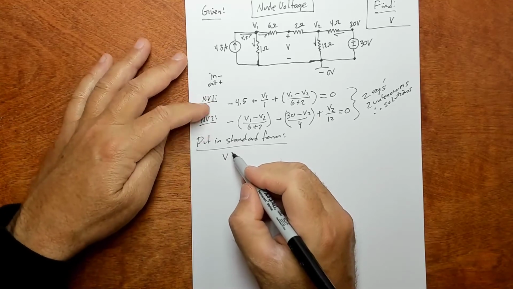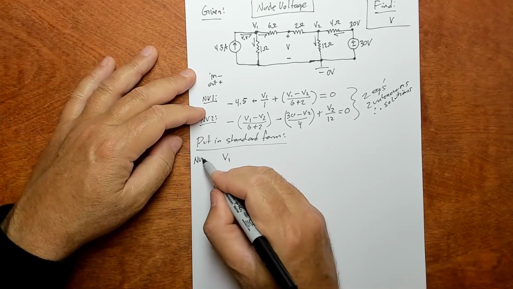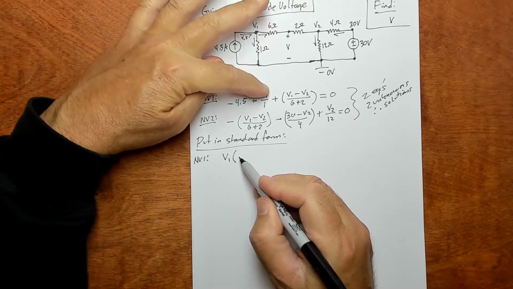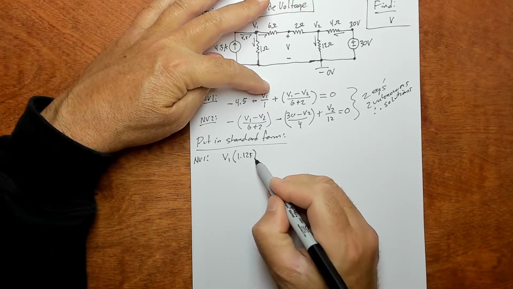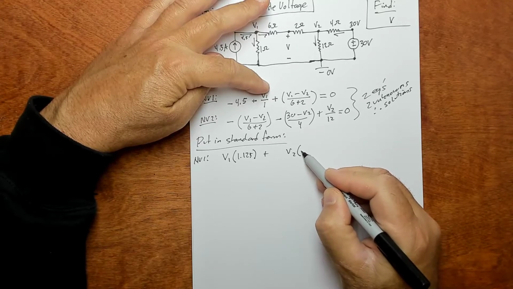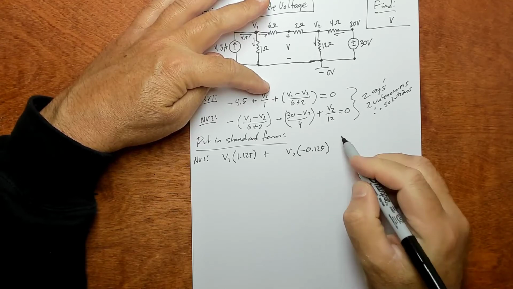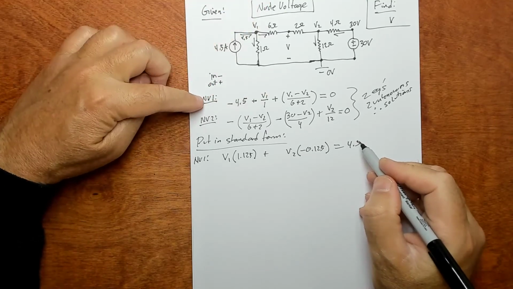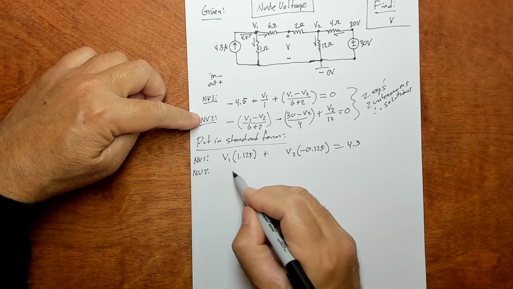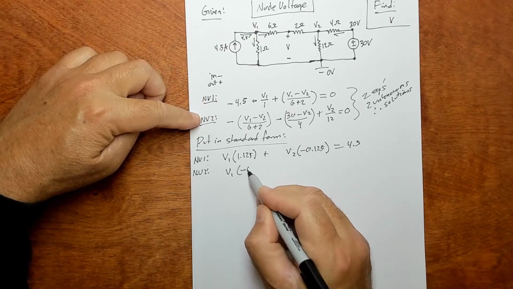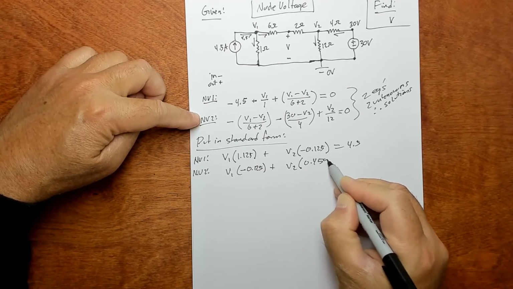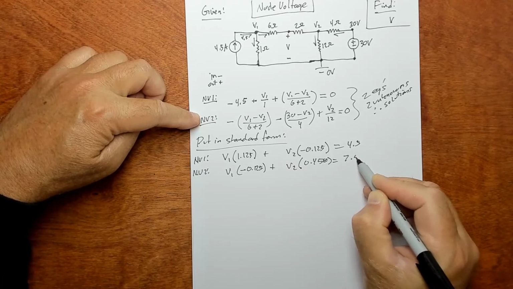If you put these two in standard form, you're going to end up with these 2 equations. The NV1 is going to be V1. If you factor out all the V1 and collect all the numbers, you're going to get 1.125, and then V2 is going to give you minus 0.125, and those equal 4.5. That's this first equation, just putting it in standard form. And then doing the same with the second equation, NV2, you get V1 minus 0.125 plus V2 0.458, and those sum to 7.5.